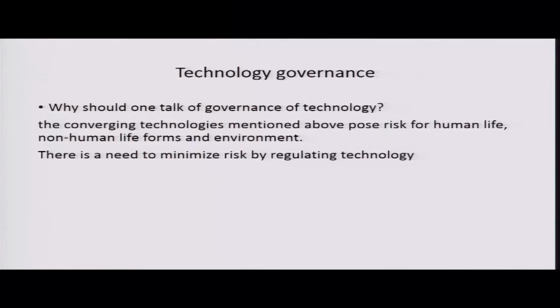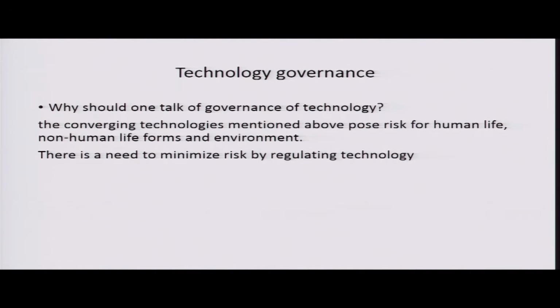That is why we need to govern the technology. We need to regulate the technology. We need to see how technology is developed in such a way that it cannot cause harm to people. Now, why should one talk of governance of technology? I said the converging technologies mentioned above pose risk for human life, non-human life forms, and environment. There is a need to minimize risk by regulating technology.